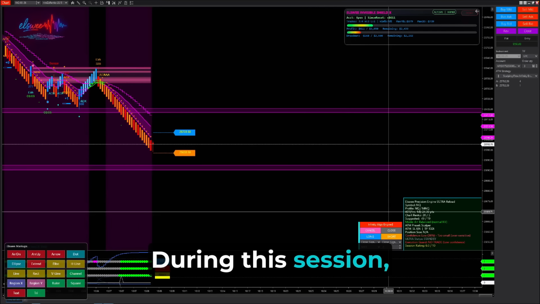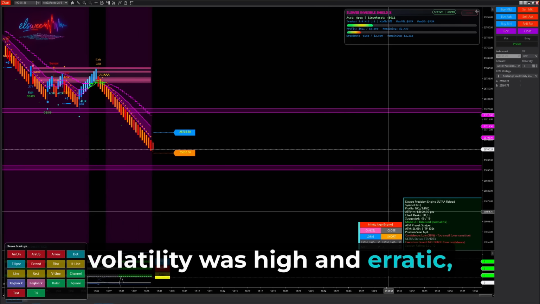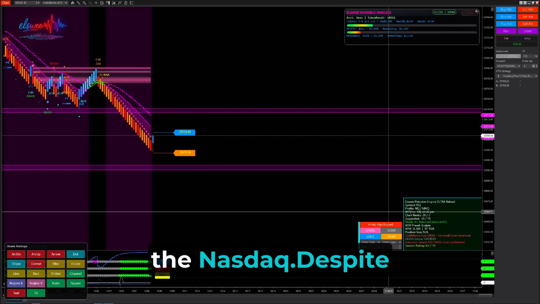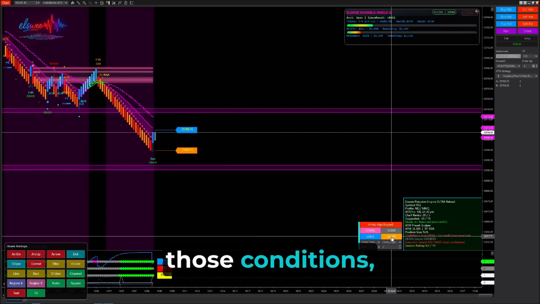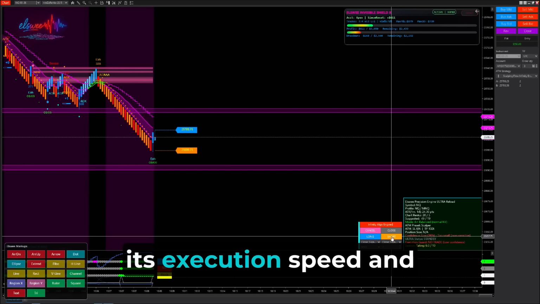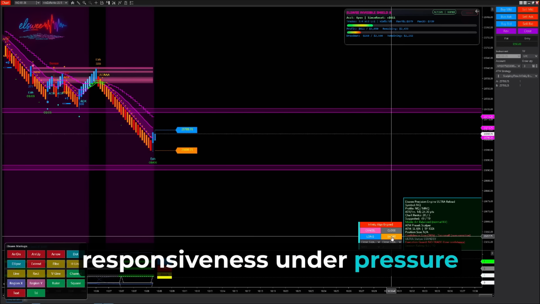During this session, volatility was high and erratic, driven by a news event impacting the Nasdaq. Despite those conditions, the Infinity engine demonstrated its execution speed and responsiveness under pressure.